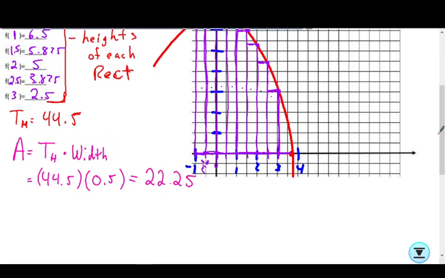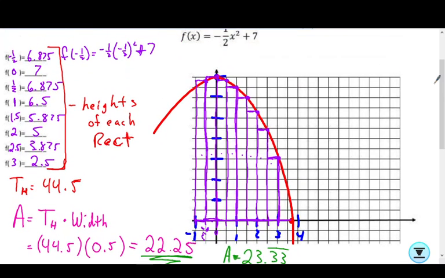Now, the actual area, if we did it perfectly, is 23.3 repeating. That is the actual area. This is just an approximation. And we said it was going to be under because it looked like we were missing more of the area than we had overages. In this case, it is pretty close. I mean, within 1 point, that's pretty good. But that's basically how you do it.